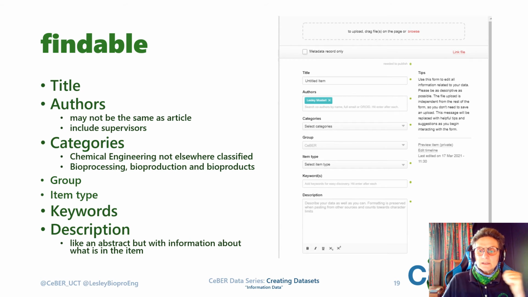In categories, you have to select a category. There are quite a lot, and I started off being very bewildered by them. What I suggest is that you start typing something and see if it gives you something that looks reasonable. I suggest that in CBER, generally speaking, we always use chemical engineering not elsewhere classified. They don't have a good selection of chemical engineering categories. And bioprocessing, bioproduction, and bioproducts.